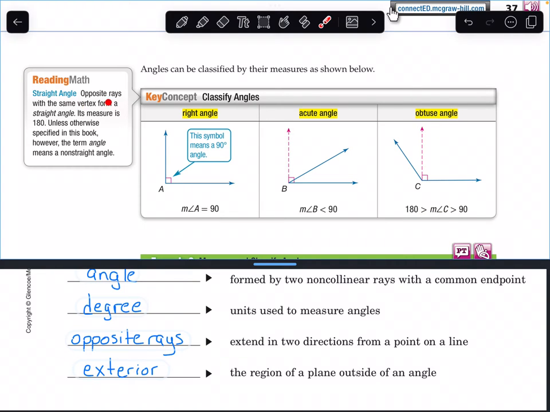Why? Well, opposite rays with the same vertex would form a straight angle, really a straight line as well. Its measure is exactly 180 degrees. Unless otherwise specified in this book, however, the term angle means a non-straight angle, because a straight angle is also just a line. It's not very interesting.